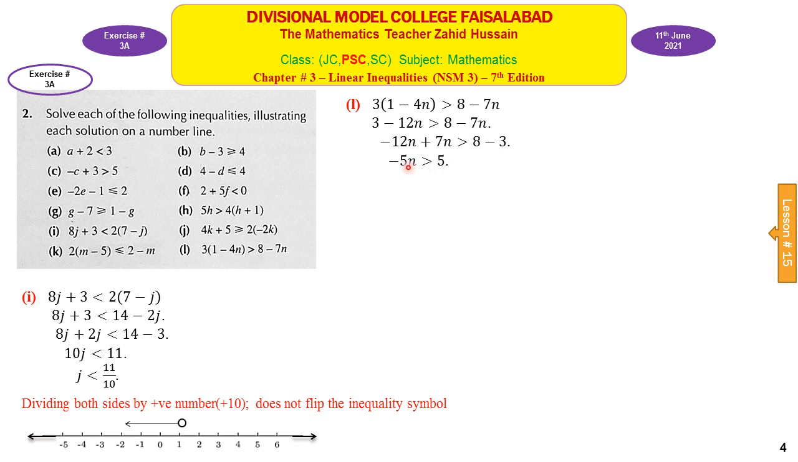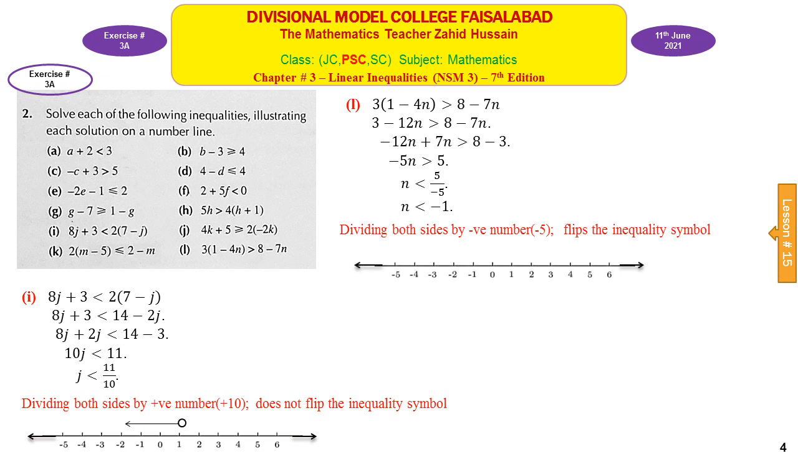Dividing both sides by negative 5 will change this inequality sign. The rule is this, that n is less than 5 over minus 5. We have divided both sides by a negative number which is minus 5, and n is less than minus 1. We will illustrate this inequality on number line. Draw a circle over the number minus 1 and an arrowed line towards the left hand side.